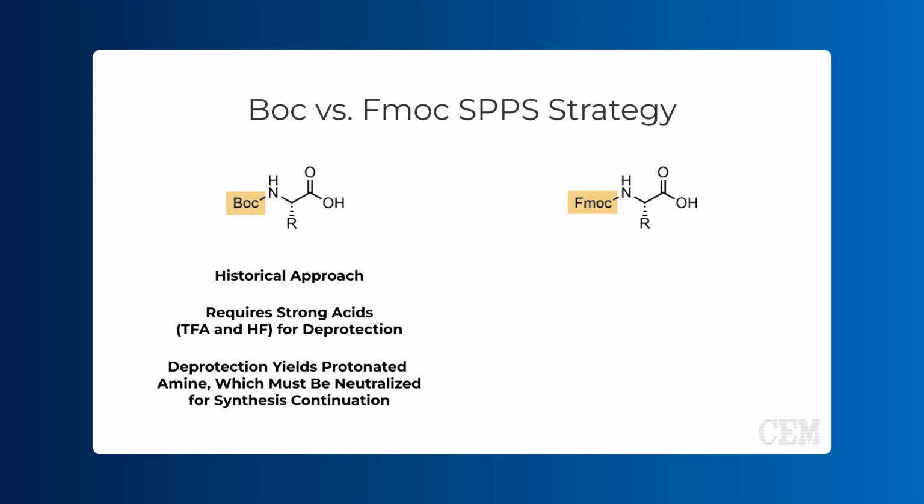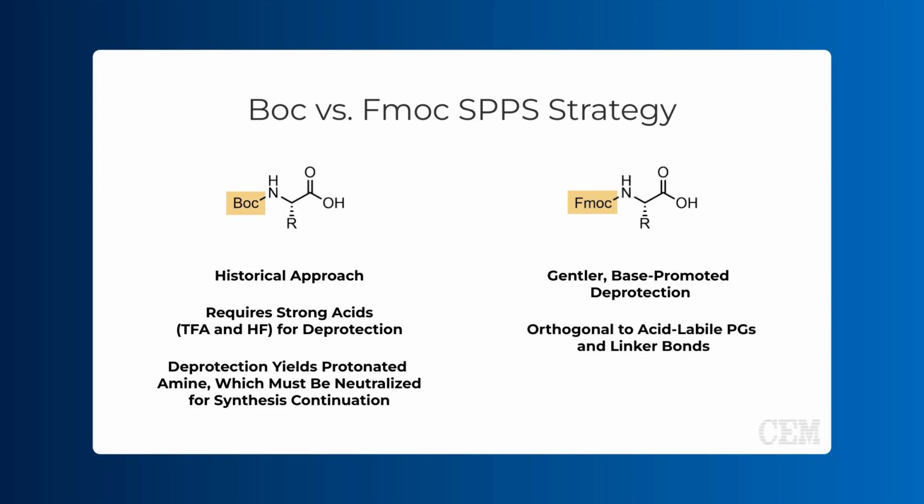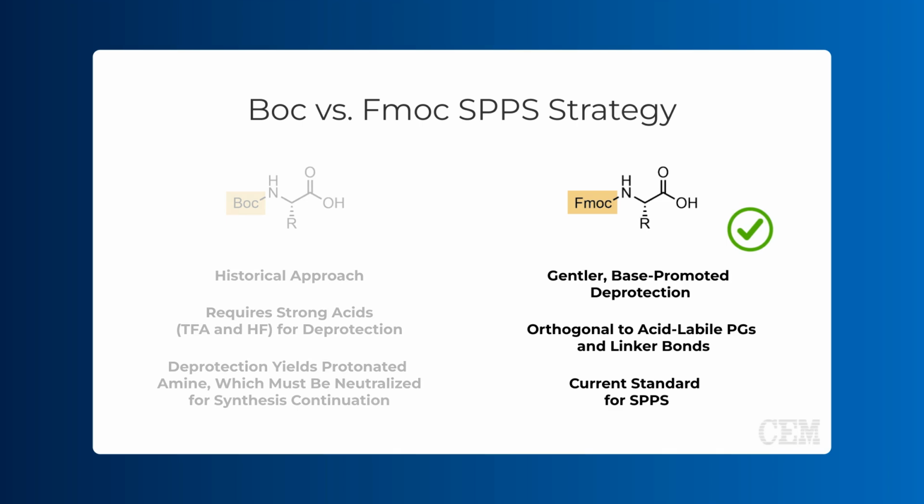In contrast, the FMOC strategy uses a base-labile protecting group, most commonly removed with piperidine. FMOC chemistry is gentler, orthogonal to acid-sensitive side chain groups, and highly compatible with automation. That's why today, nearly all modern peptide synthesis is carried out using the FMOC approach. Moving forward in this video, please assume all reagent options discussed are those compatible with the FMOC SPPS strategy.